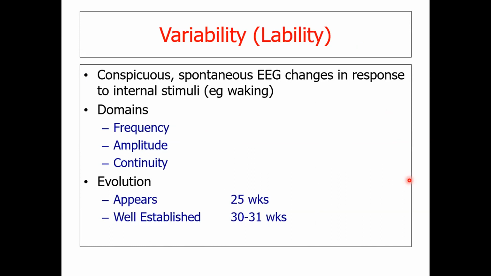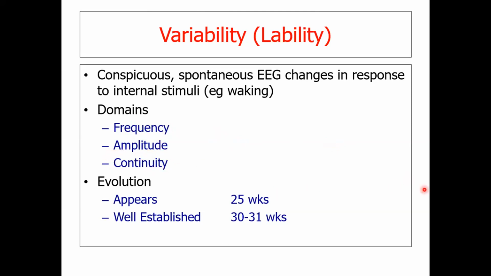Variability refers to conspicuous, spontaneous EEG changes. So there are changes in EEG due to internal stimuli, like a baby who is sleeping has suddenly woken up or has started going from one stage of sleep to the other. The domains which have to be looked at are frequency, amplitude, and any change in the continuity.